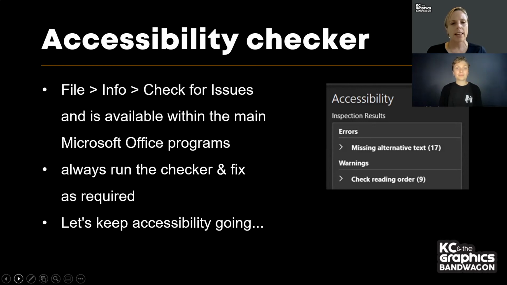So the main Microsoft Office programs have a great tool for accessibility inbuilt, and it can be found under File, Info, Check for Issues. And it can be used daily for most communications. Once selected, a box will open in the sidebar, as can be seen in the screenshot on the slide. And you'll be able to see if there are any accessibility errors, warnings, or tips about the contents of the document.